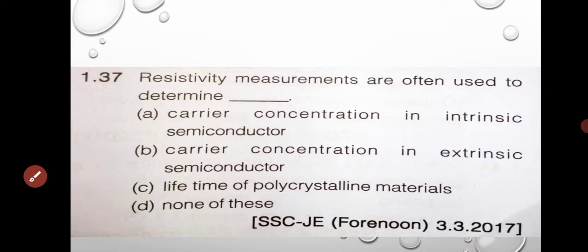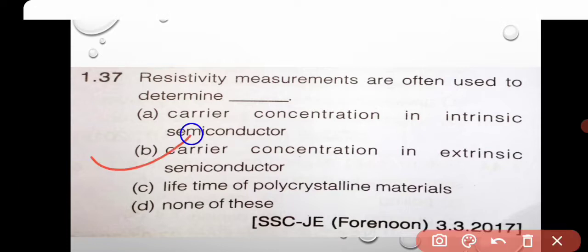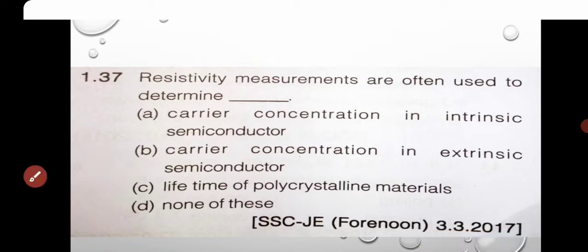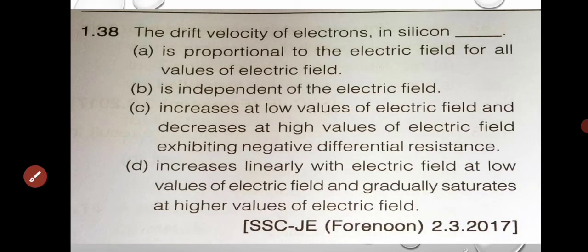Now the next question is: resistivity measurements are often used to determine. The first option is carrier concentration in intrinsic semiconductor. Option B, carrier concentration in extrinsic semiconductor. Option C, lifetime of polycrystalline materials. And D, none of these. Its correct answer will be option B, that is carrier concentration in extrinsic semiconductor.